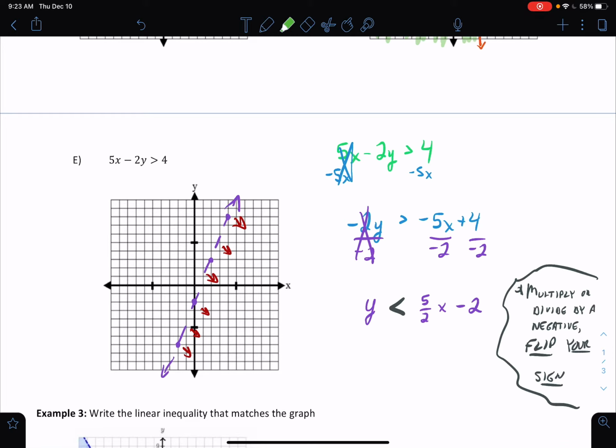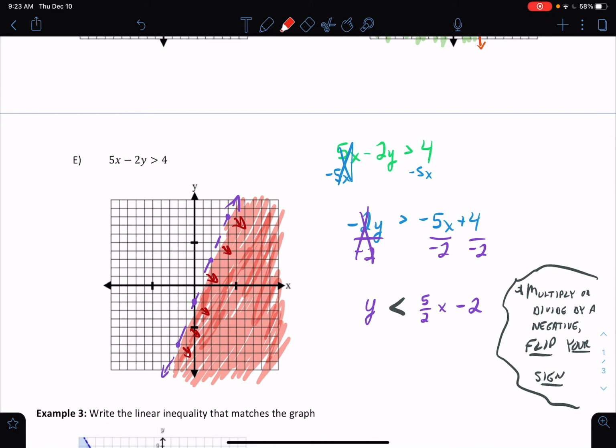All right, so if I get my highlighter out, I'm going to shade everything below my boundary line. Okay, this represents my solution region. Any point that is in that region will satisfy my inequality. Okay?